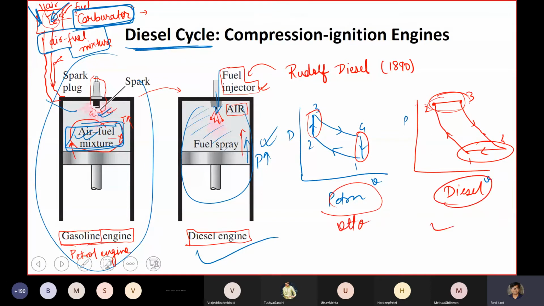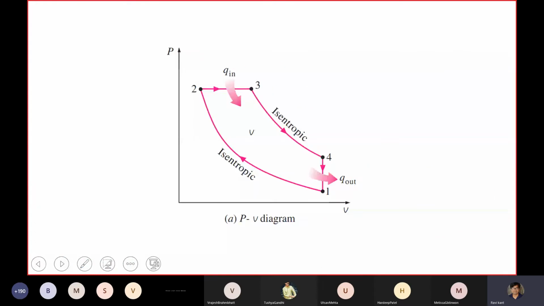That is the only difference, the thermodynamic difference between the petrol or Otto cycle and the diesel cycle. That's it. And this was devised by Rudolf Diesel after the petrol engine had been discovered. I will not go into the details because most of the principles are the same. Again, you can see heat addition from 2 to 3, and Q out is happening. Again, the area under this curve is the work out.